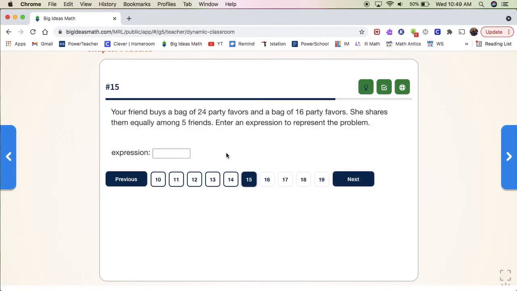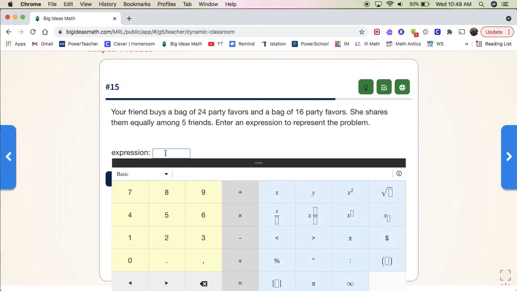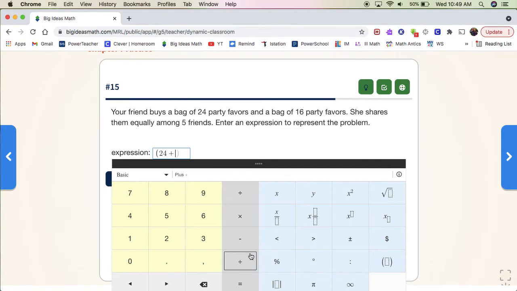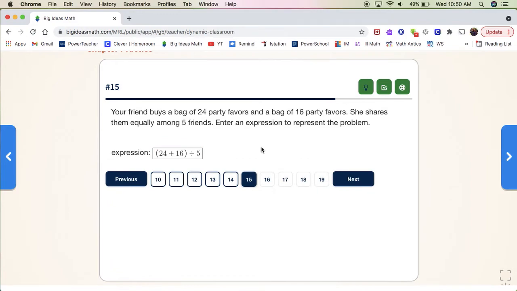All right, number 15. Your friend buys a bag of 24 party favors and a bag of 16 party favors. She shares them equally among 5 friends. Enter an expression to represent the problem. I think we would all see that she bought 24 of this and 16 of this, so we're going to add those two things together. We've got a bag of 24, whatever they are, and a bag of 16. Doesn't matter, there's some kind of party favors. And we're going to divide those equally between her 5 friends.